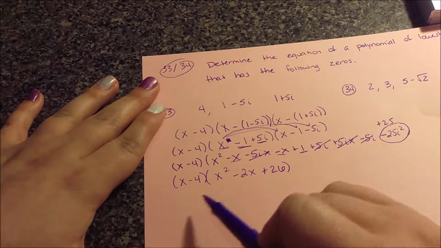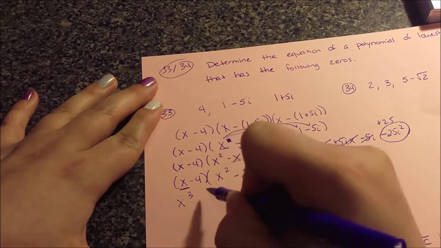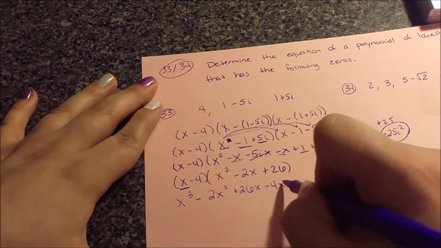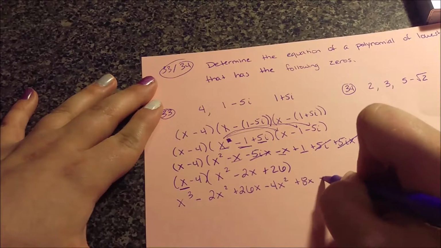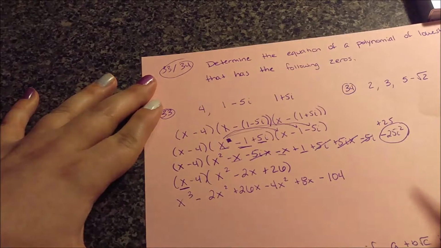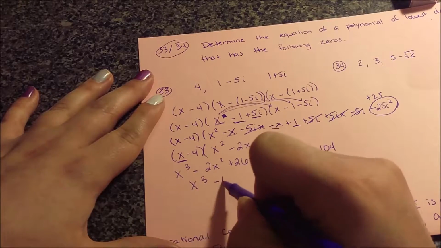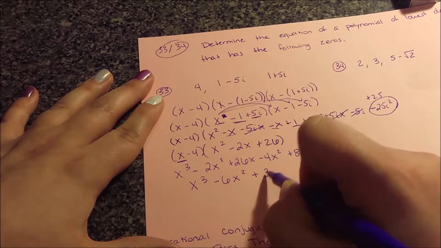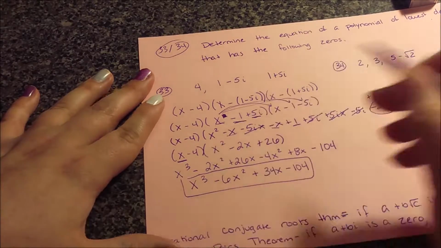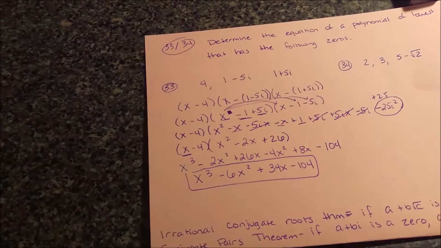And now we can distribute again, basically the same process. Start with one term, distribute it, and then do the second. And then clean up by combining like terms, and you're done. And that is the polynomial of lowest degree 3 that has these 3 zeros.